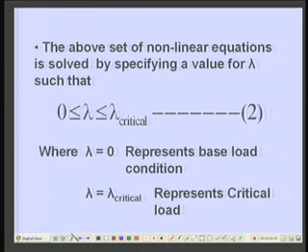The above set of nonlinear equations is solved by specifying a value for lambda such that lambda is between 0 and lambda critical. Lambda equal to 0 stands for the base load condition, which means we are not giving any increment in the loading condition, and lambda equal to lambda critical represents the critical load. That is, if the value of lambda is equal to lambda critical, then we have reached the critical loading condition.